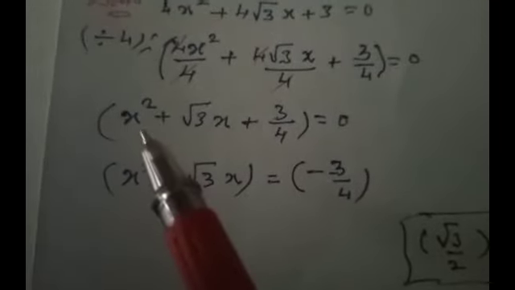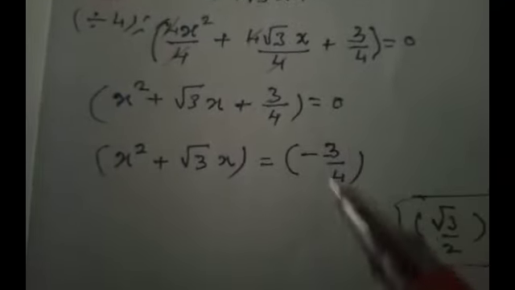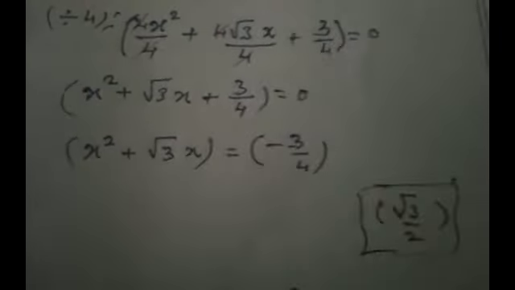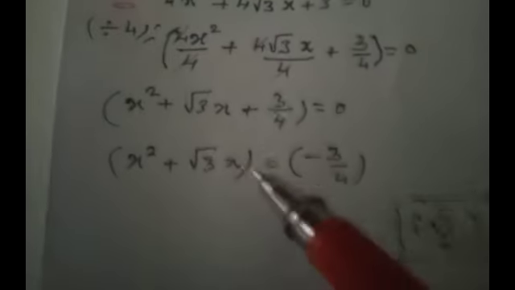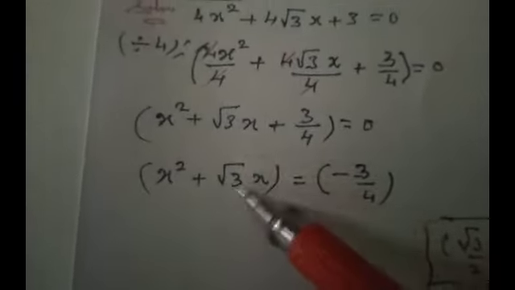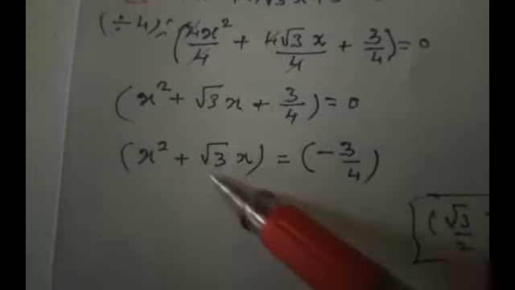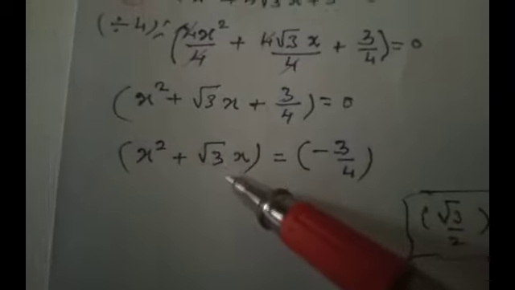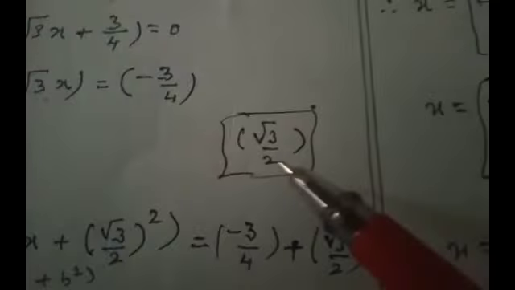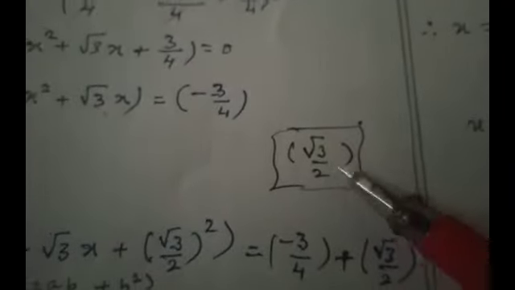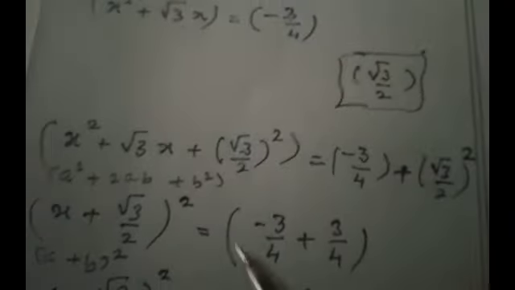Next step is we have to retain the x square term and x term on the left hand side. The constant term should be moved to the right hand side, so that is minus 3 by 4. Then the next step is we have to take the coefficient of x, which is square root of 3. This has to be divided by 2, so it becomes square root of 3 by 2. The next step is we have to add this square root of 3 by 2 on both sides, left hand side and right hand side.